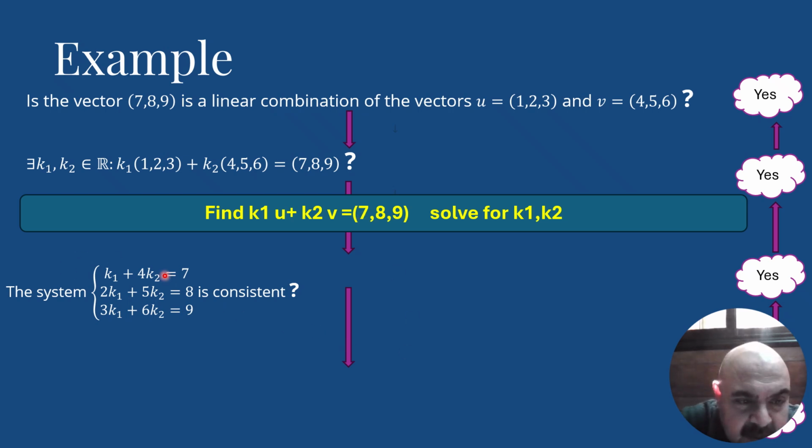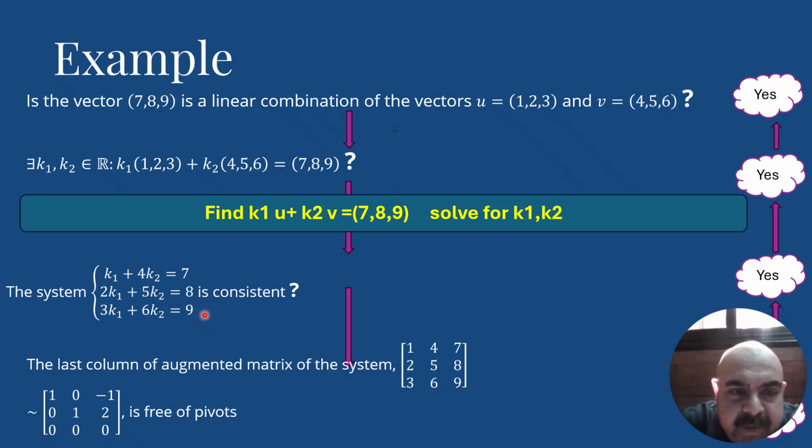We are going to solve a system of equations in k1 and k2, as you can see. The first equation is k1 times 1 plus k2 times 4 equals 7. The second equation, 2k1 plus 5k2 equals 8. The third equation is 3k1 plus 6k2, which equals 9. Those are three equations in how many variables? In only two variables. Of course, we already had the solution of a system of equations, so this should be a walk in the park. That's the augmented matrix.